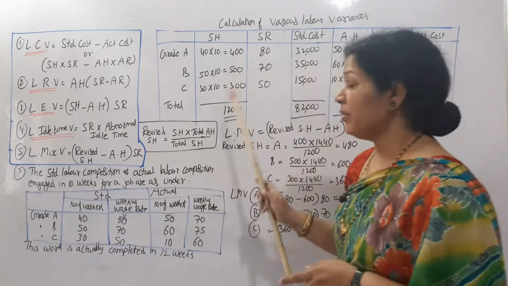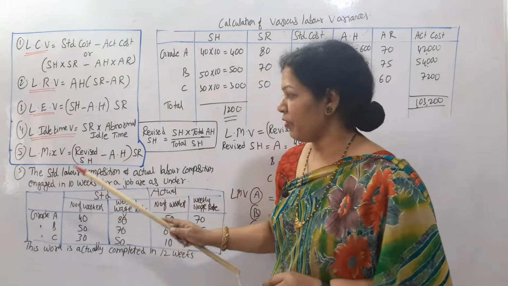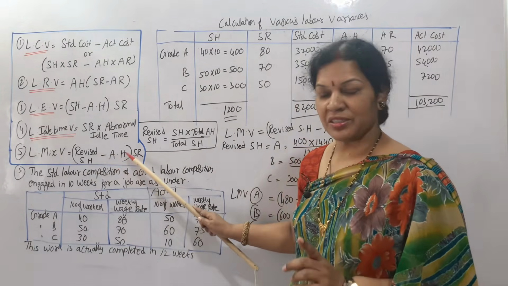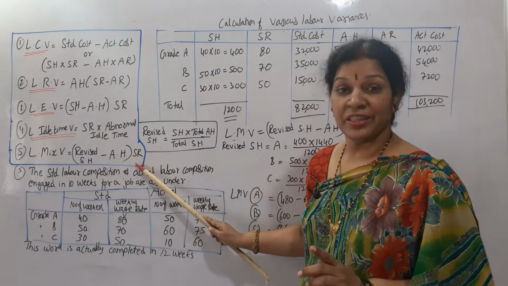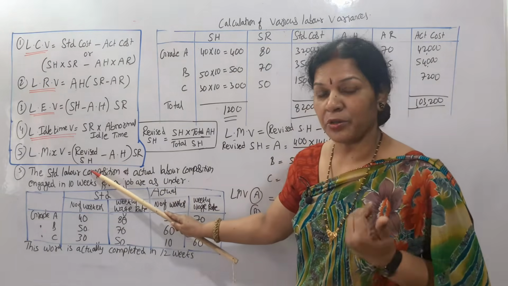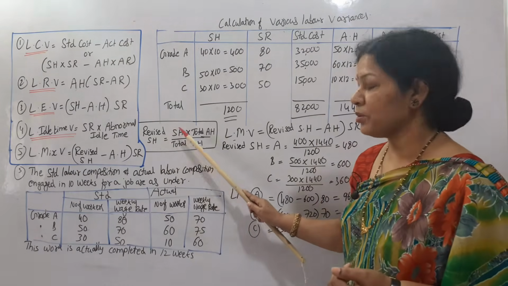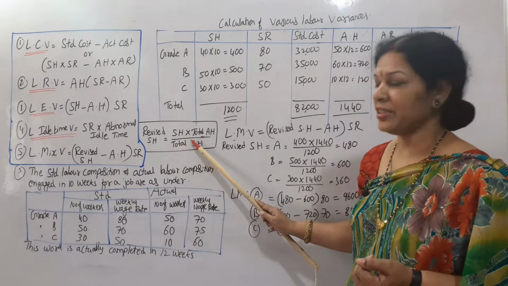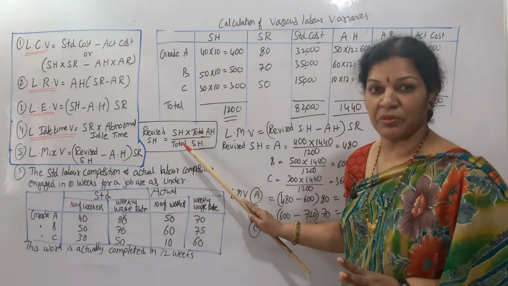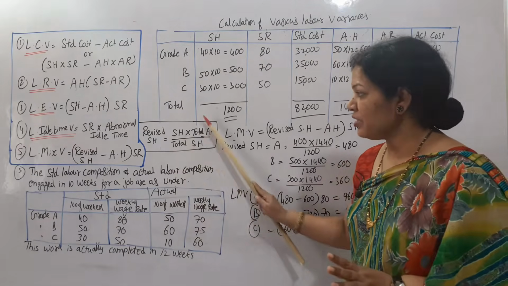Now see the problem. Before going to the problem, let me tell you the formula. Labor mix variance: the formula is revised standard hours minus actual hours, both in brackets, into standard rate. Revised standard hours, how do we calculate? For that there is a formula. Revised standard hours is equal to standard hours into total actual hours. Please remember, total actual hours by total standard hours.